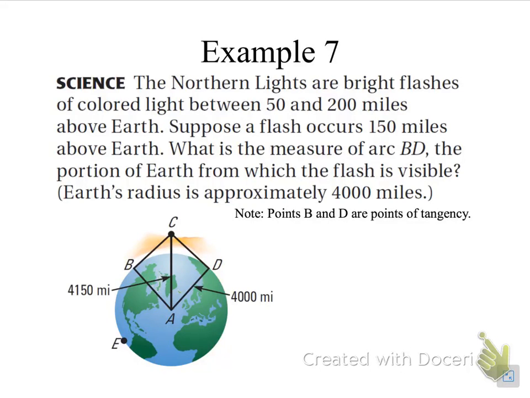So we've got the northern lights, and they are above the Earth, and we're going to say they're above 150 miles above the Earth. They want to know, put in red here, the measure of that arc. In other words, what part of the Earth, you could figure out what percent of the Earth could actually see them based on their circumference there. Okay, so that's what we need to know.